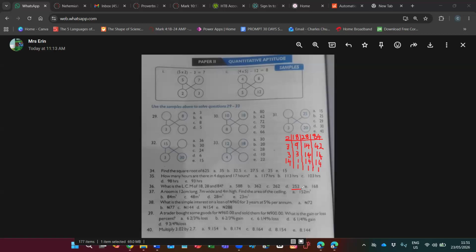Now, you know what somebody will be thinking? The person will be thinking, oh, I'm sure they want to ask us for the volume of the room. Wrong. The question said, find the area of the ceiling. Now, if you don't understand what long, wide, and high mean, you will be in serious trouble in this question. 12 centimeters long, 7 meters wide, 4 meters high.